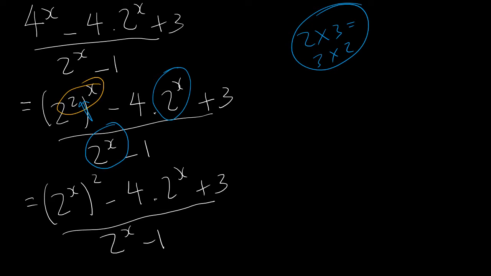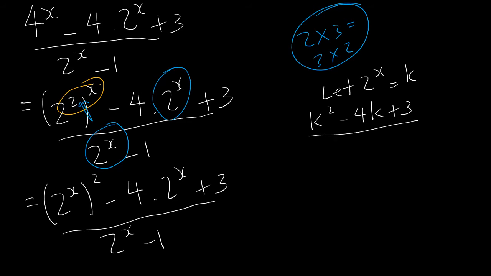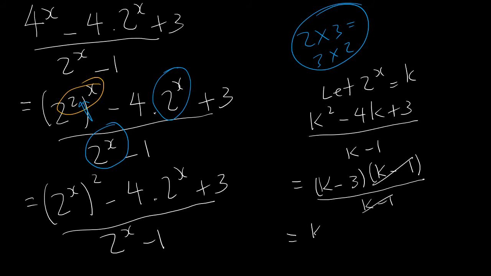Our next step would be to let 2^x equal k. Let's substitute. We have (k² − 4k + 3) over (k − 1). Factorizing this term, remember, it's factorization of a trinomial. We would have (k − 3)(k − 1) over (k − 1). Cancelling these two off, I'll be left with k − 3, and we know that k is equal to 2^x, so 2^x − 3 would be my final answer.